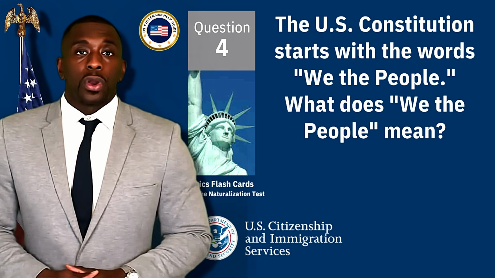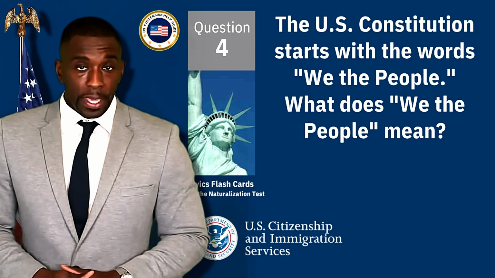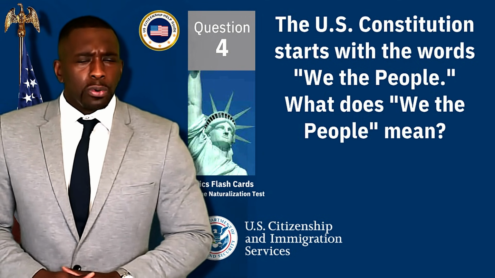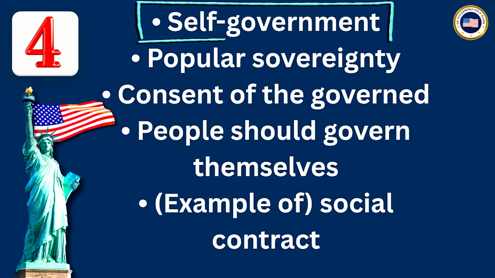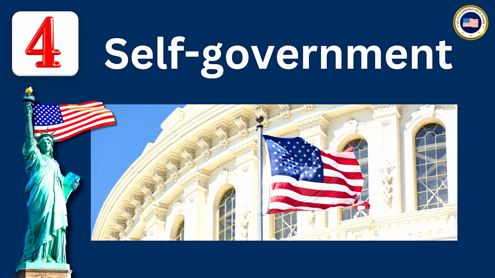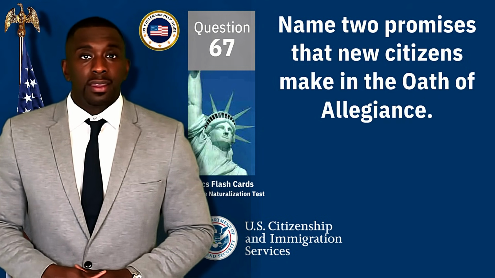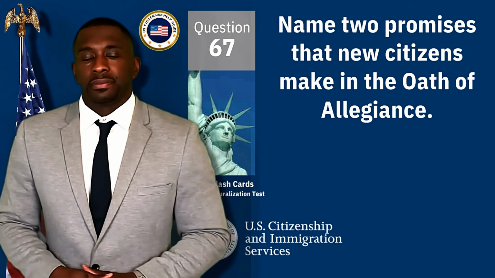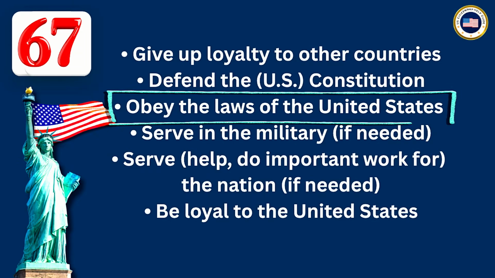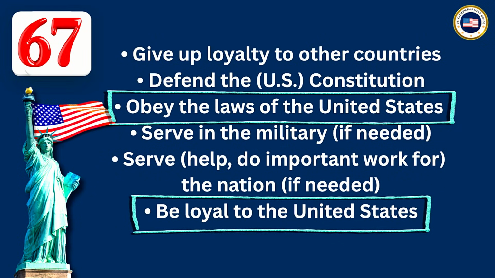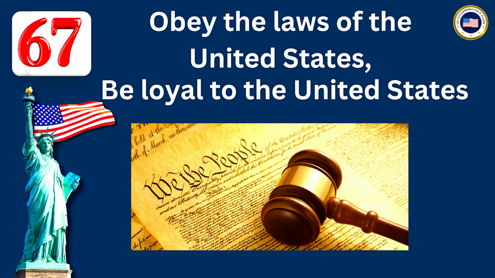The U.S. Constitution starts with the words, "We the people." What does "we the people" mean? Self-government. Name two promises that new citizens make in the oath of allegiance. Obey the laws of the United States and be loyal to the United States.